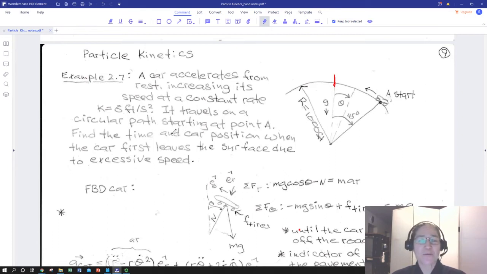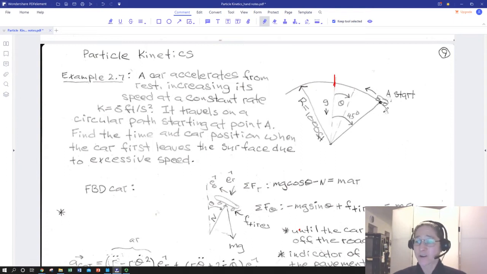And we are asked the time and position when the car first leaves the surface due to excess speed. So it's going to stay on that circular path until it can't anymore, until we do not have any forces that will continue to satisfy the acceleration component that maintains the circular path. Literally, we're going to define it with our kinematics. And we're going to have to find some expression in our forces that define that point so that we can identify it mathematically.